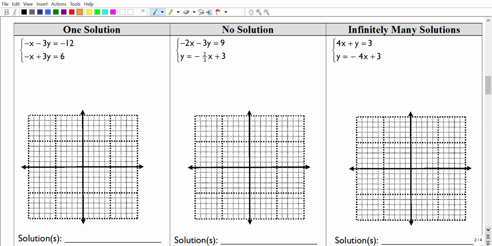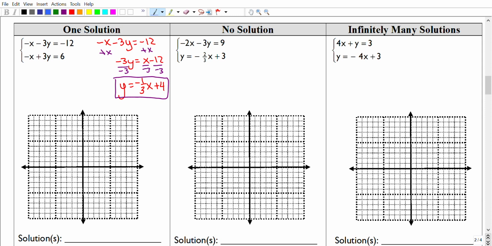So I noticed right away on my two equations, I don't like the way they look because they're not in slope-intercept form, so I'm going to rewrite them in slope-intercept form. So I'm going to get rid of my x. What do I get? I get negative 3y equals x minus 12. Now I'm going to get rid of that negative 3. So what do I get for my final equation? I get y equals negative 1/3 x plus 4. Okay, that's my first rewritten equation.